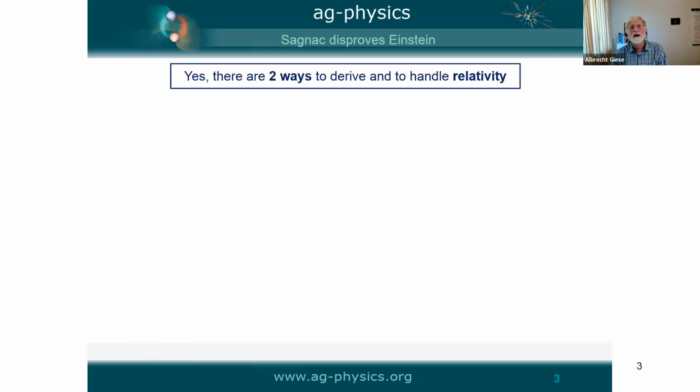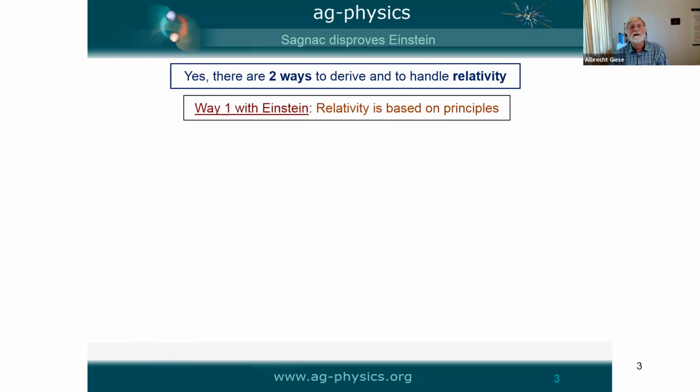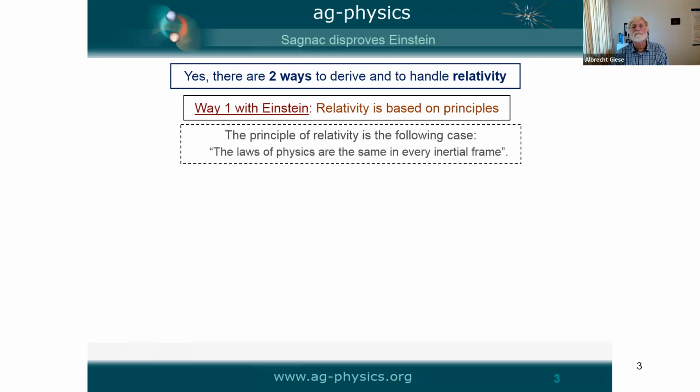I will talk a little bit first about this relativity question. We have two ways of relativity. The one of Einstein is based on principles. The principle of relativity is the following: the laws of physics are the same in every inertial frame. That is Einstein, and he has based his relativity on this. We will see it a bit more later.